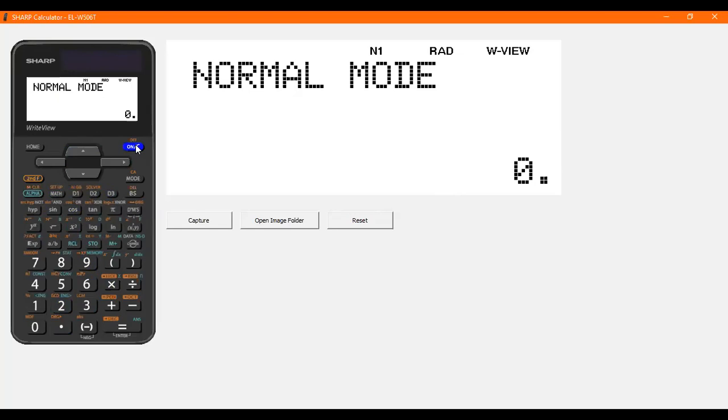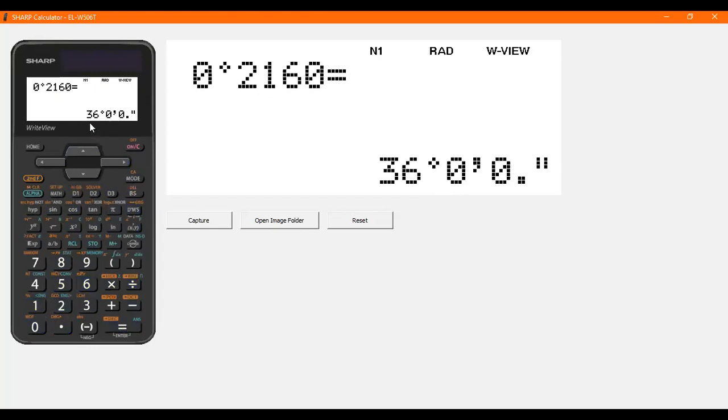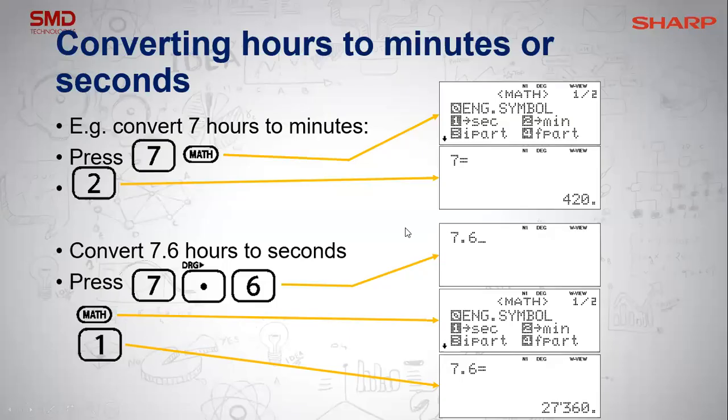If you want to go from minutes to hours, a little bit different. What you do is use 0 as a placeholder, press your DMS button, and then type in 2,160, right? That was the same thing, and then press equals, and you'll see now we get 36 hours. So that's just the reverse of that function as well.